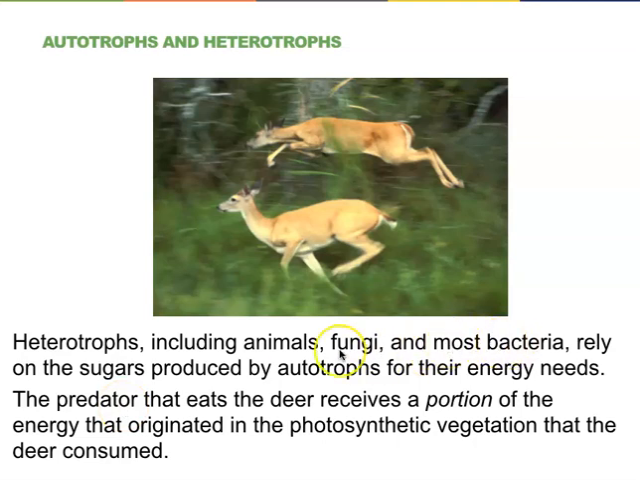Bacteria will utilize the energy from the fungus as well as the bread inside the drawer, but the predator eats the deer and receives a portion of that energy. So if the fungus is breaking down the bread and the bacteria attacks the fungus, it doesn't get all of the energy. Similar to us, when you eat a salad, you don't get all of the energy that was collected in the leaves of those plants. You got some of it. Okay?